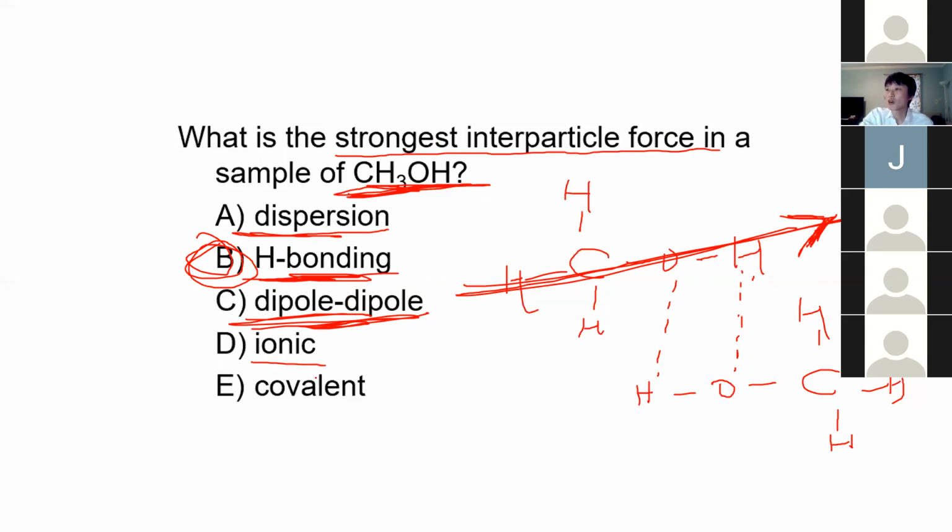Ionic bonds and covalent bonds are called intramolecular forces. Those are the forces within the molecule, not between the molecules. So any bond inside this molecule is a covalent bond, but that's not the bond between the molecules.